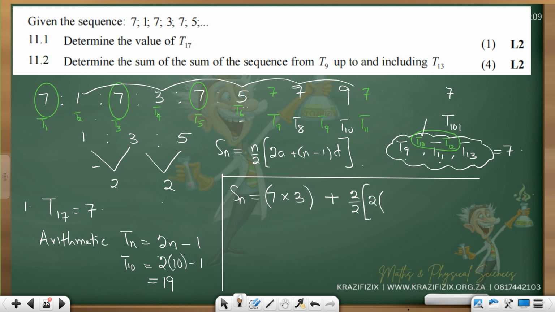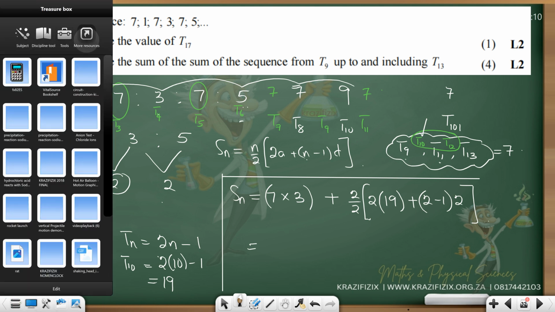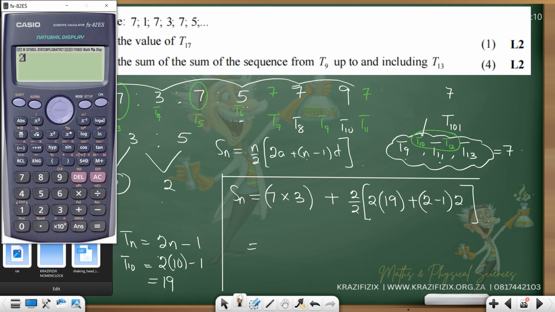A is the first one. The first arithmetic, my first term, 19, plus n is 2. And what is your common difference on the arithmetic? 2. Let's see if we are going to get the same answer. And then if you are lost, I'll be able to guide you.